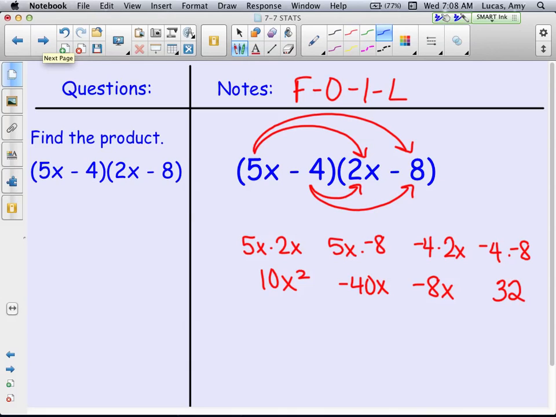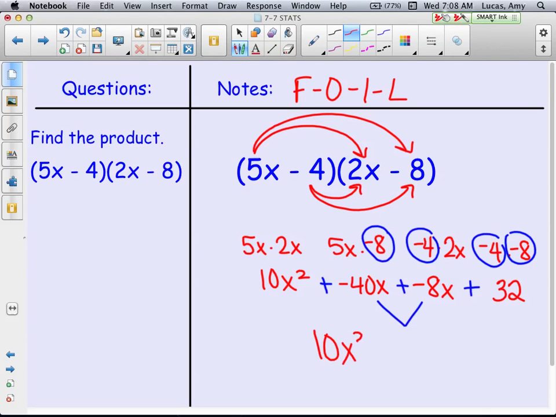Be careful with the signs. We add these together, combining only the like terms. Be careful with the signs because on this one, the 4 was a negative and so was the 8. So each time that I use those terms, you notice I have a negative sign on them. Combining the like terms gives me 10x squared minus 48x plus 32.